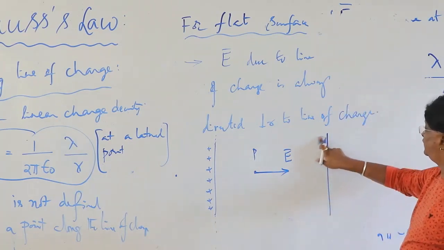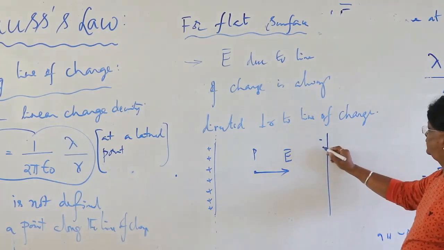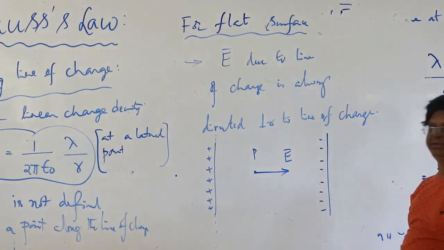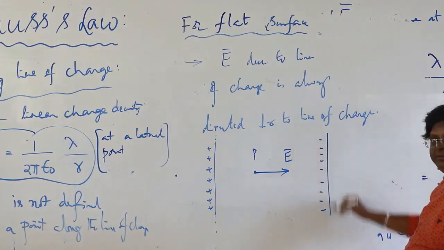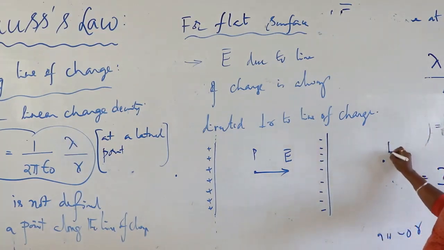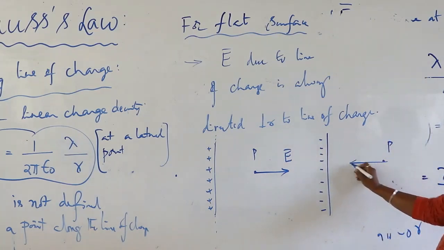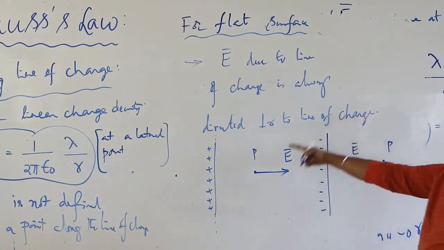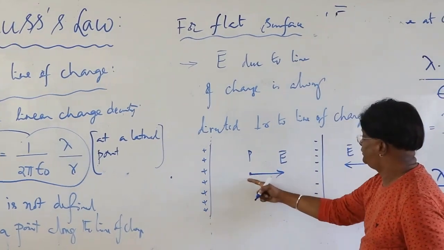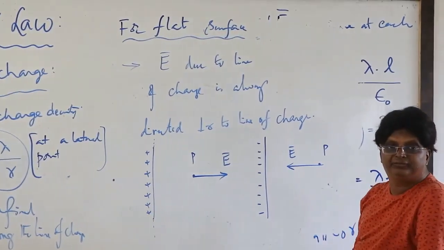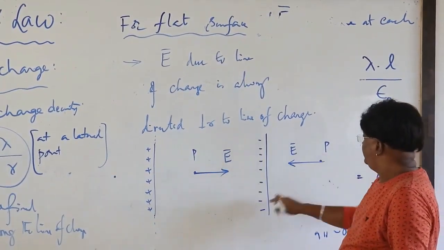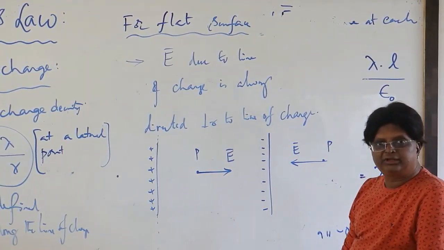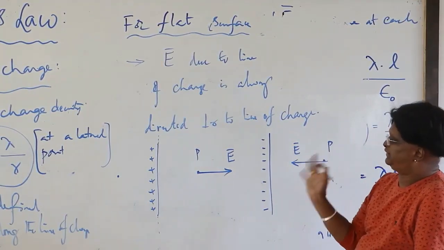Whenever we come across vectors, we should have 100% clarity regarding the drawing or representing of that vector. If this is the negatively charged one and this is point P, then you will write this E bar, which is towards. Here you will find normal, perpendicular and away from the line of charge. Here it is perpendicular and towards. Is that okay? So this is one more important take.